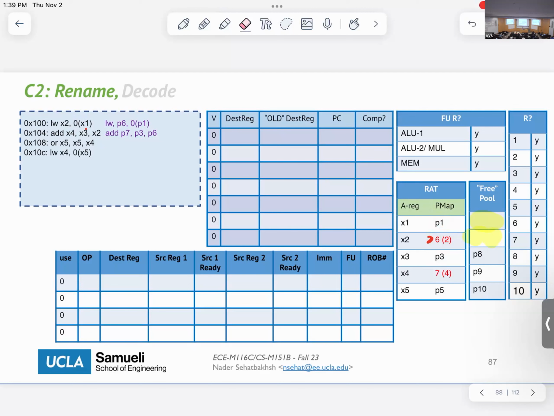Any questions so far? Yeah. Does renaming occur in the same cycle as the decode? No, it happens in the cycle after. Yeah, that's why we are at C2 right now.